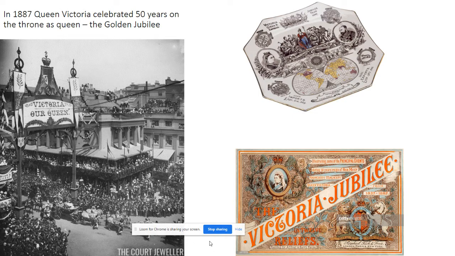So we're going to start by recapping the empire and doing some empire-based questions on what we've done over the past few weeks. As you remember, we looked at the Golden Jubilee, the 50-year celebration of Queen Victoria's reign. The Jubilee was in 1887. And as you can see from the photograph on the left, it was a massive event.